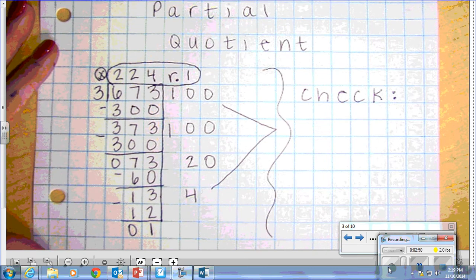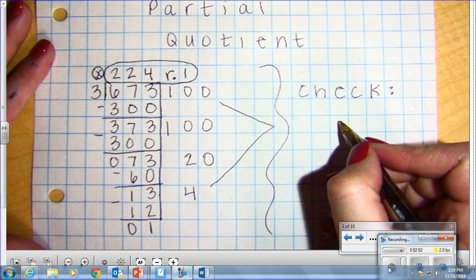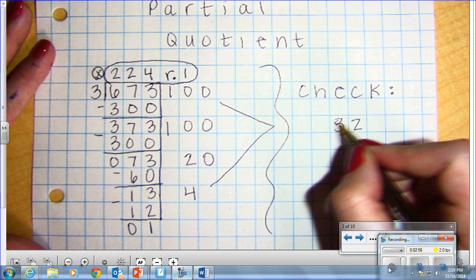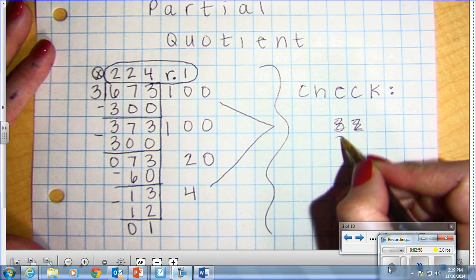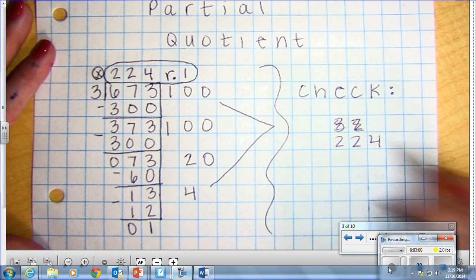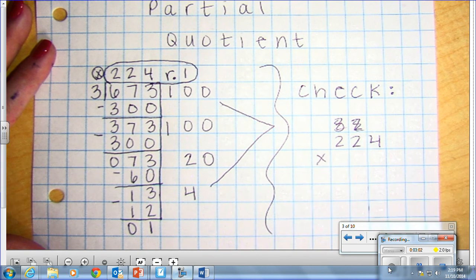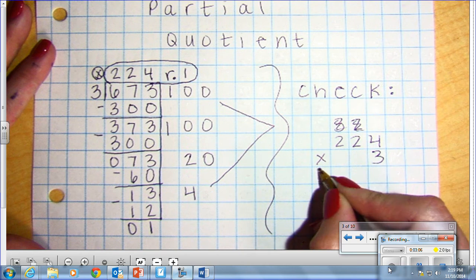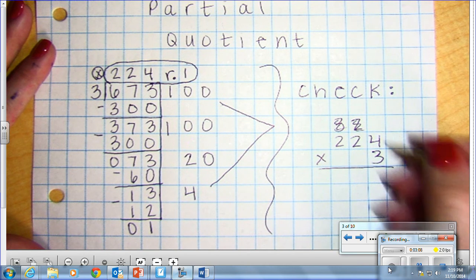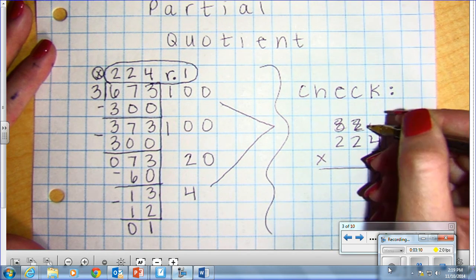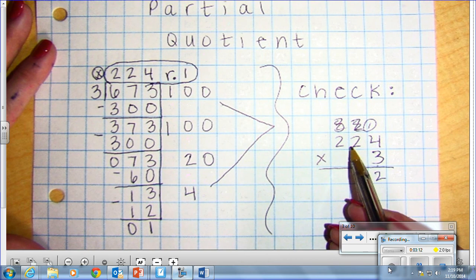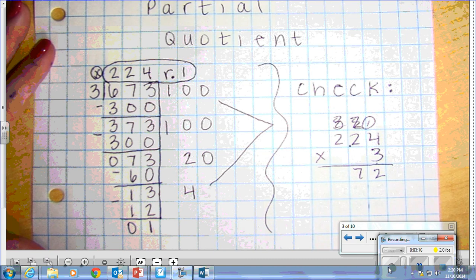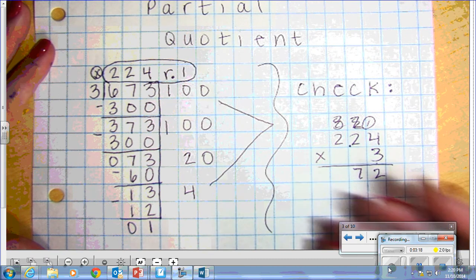And in order to check, I take my quotient, not my remainder yet. I take my quotient, which was 224, and I'm going to multiply it by my divisor, and my divisor was 3. 3 times 4 gives me 12, and I carry that 1. 3 times 2 gives me 6, plus 1 gives me 7. 3 times 2 gives me 6.